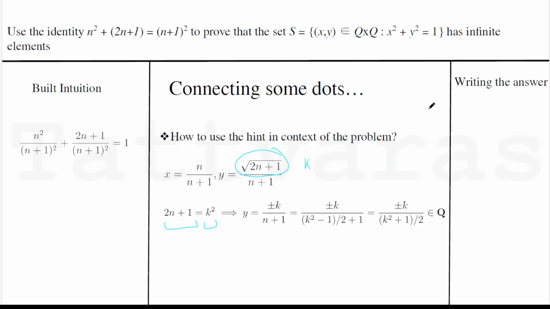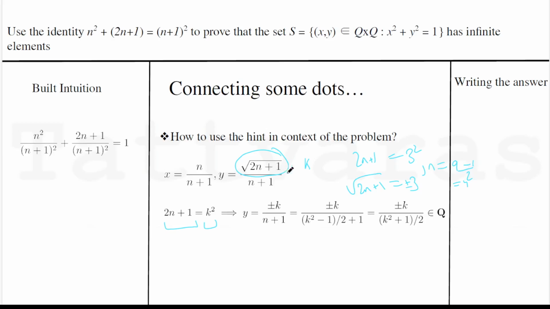Let me just put some numbers in the picture. So if you have something like 2n plus 1 equals 3 square, which is 9, then you can have root 2n plus 1 as 3 plus or minus 3, right? And more than that, you can also find the value of n, which is 9 minus 1 by 2. So 4. So it makes sense for one case.